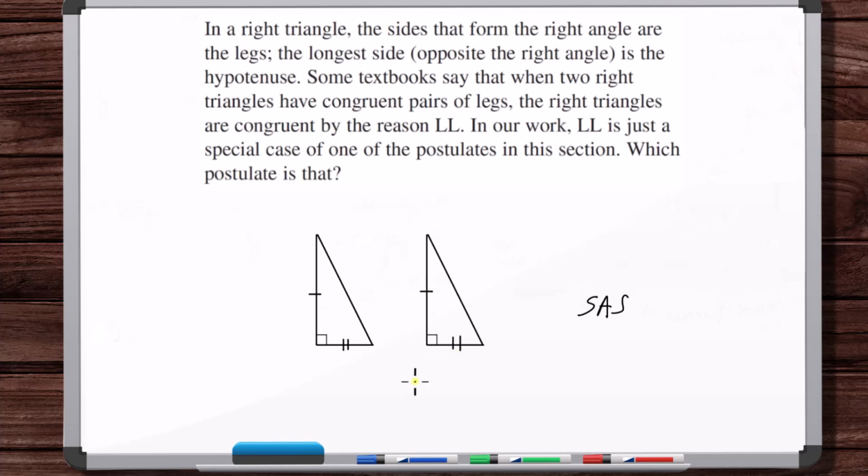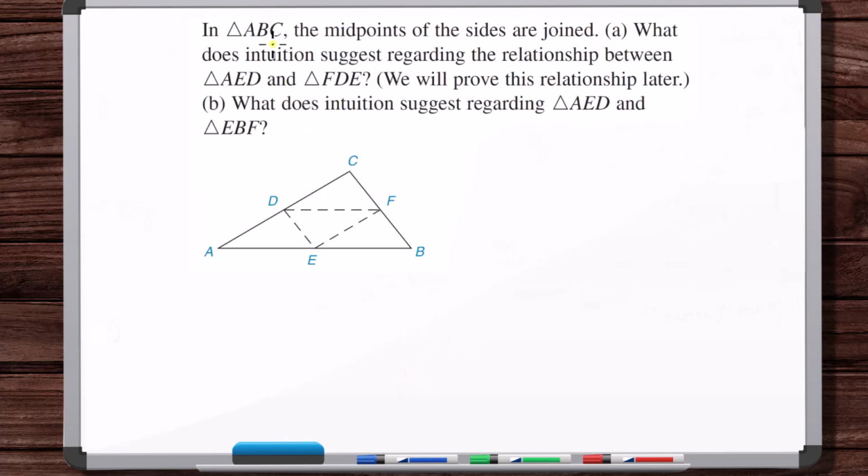In triangle ABC, the midpoints of the sides are joined. So here's this triangle ABC, and the midpoints of these sides are joined. What does intuition suggest regarding the relationship between triangle ADE and triangle FDE? We will prove this relationship later. So yeah, intuition suggests that these two triangles are congruent. They look like the same triangle, just one is flipped vertically relative to the other, right?